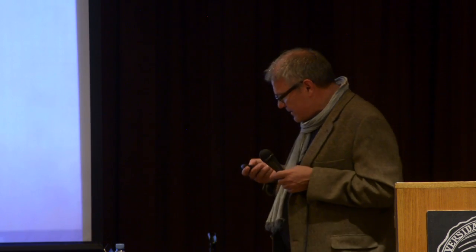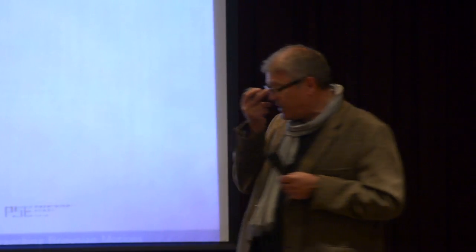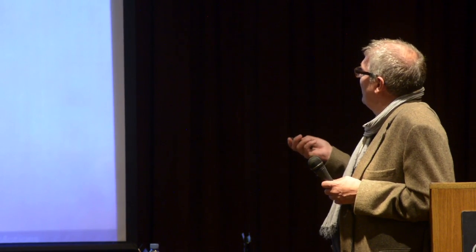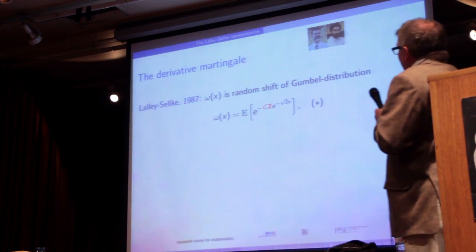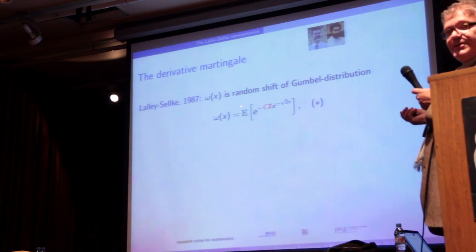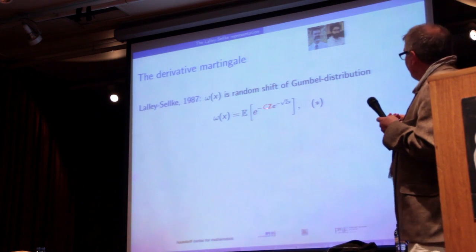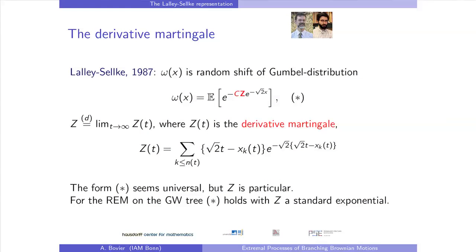And then there's a nice paper which I also like very much by Lalley and Sellke, where they actually give a probabilistic interpretation of this omega, which looks like this. They say that all the solutions in that class that we're interested in look like this. They are essentially like a Gumbel distribution, e to the minus square root of 2 x, and then there are two things, there's a constant c and a random variable z.